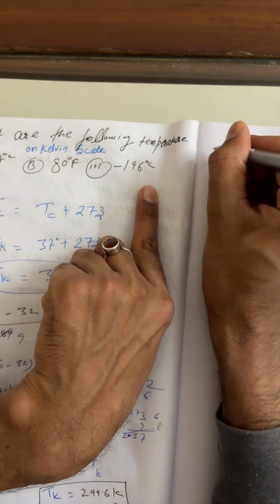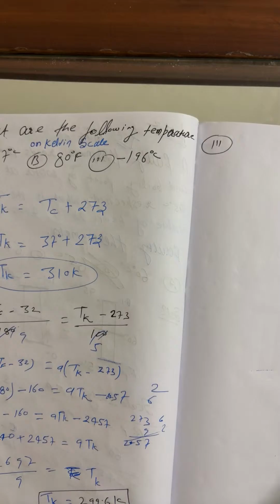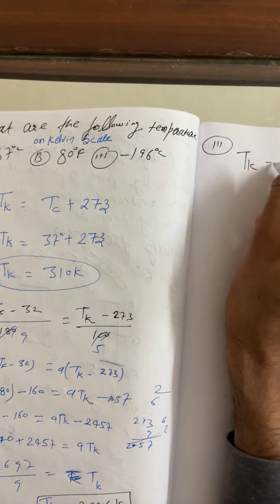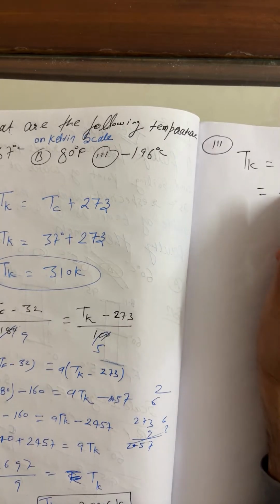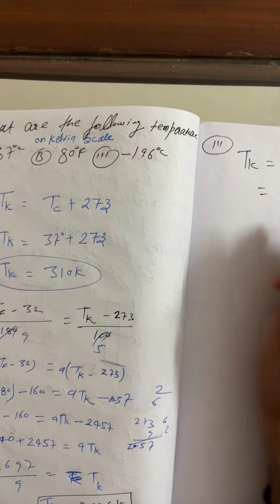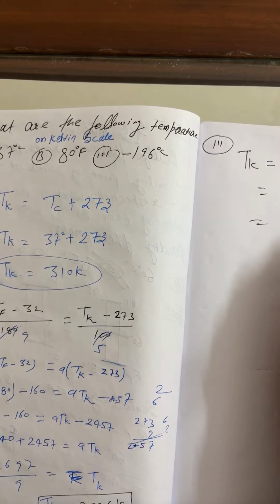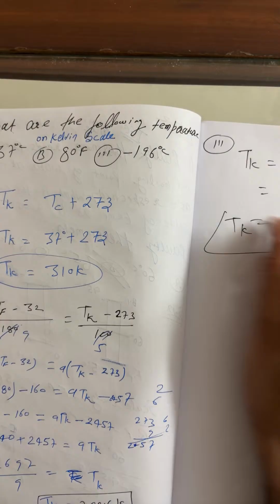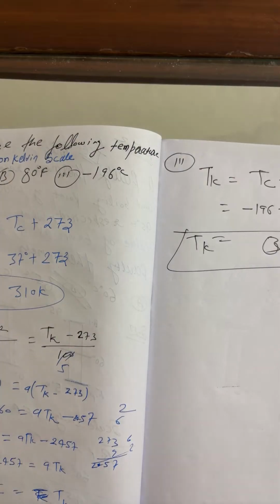This is already part C, it is 77. Okay, there is not a big deal here. You can easily say temperature in Kelvin is temperature in Celsius plus 273. So this is minus 196 plus 273. That gives 77 Kelvin. Correct, very good, my dear.